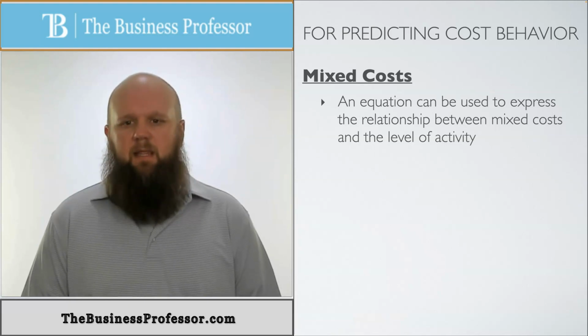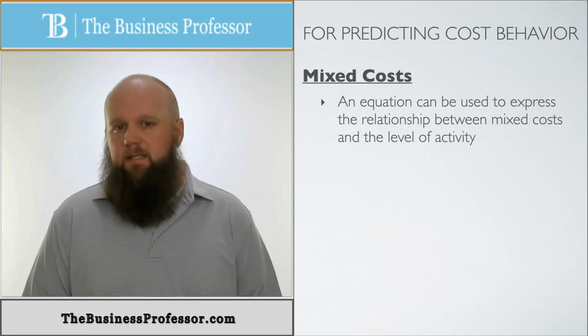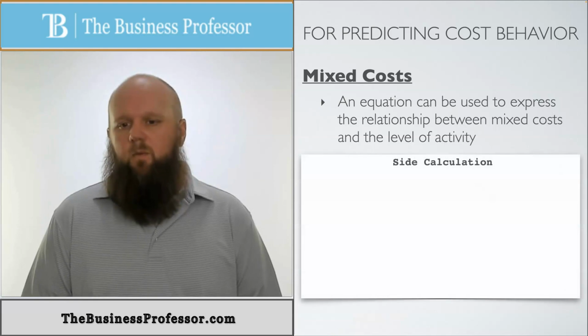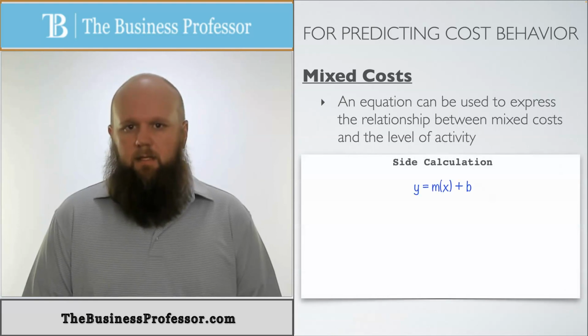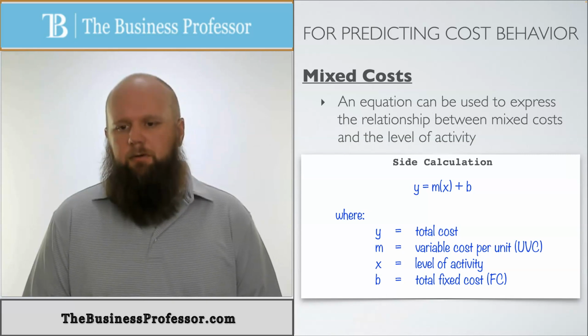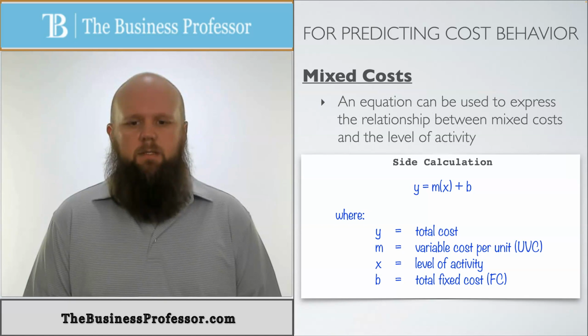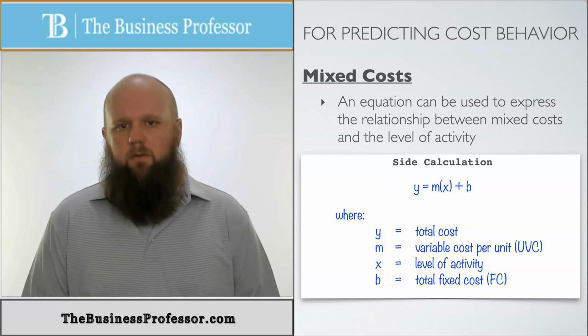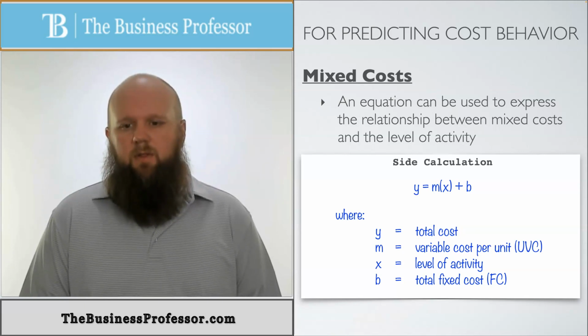Now, we can show a mixed cost using an equation, and this is to express the relationship between the mixed cost and the level of activity. If you've had high school math, then you've probably seen this equation before. It is y = mx + b, or the equation of a line. For us, the y equals the total cost, so all of the cost. The m is the variable cost per unit, or what we call the UVC, unit variable cost. The x is the level of activity, or the number of units sold or produced. And then b is our total fixed cost, or FC.